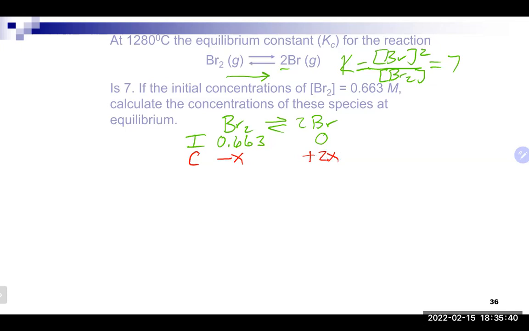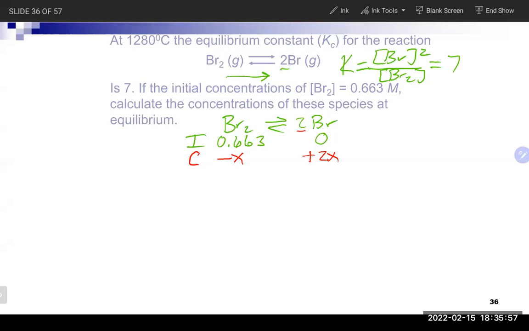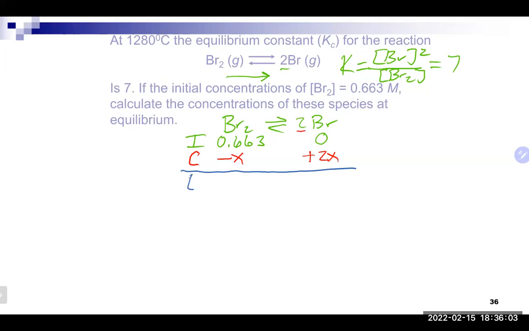Any questions on the change part? Because of the coefficient, yeah. And that is critically important because if you do not use the coefficient, you essentially didn't do the right stoichiometry. Like you talked about in 200A, you got the wrong mole-to-mole relationship and everything's not going to come out correct. Now, when we get to the equilibrium line, we're just going to simply carry everything down here. So on our equilibrium, we would have 0.663 minus x, and this would just be 2x. Any questions on that so far?